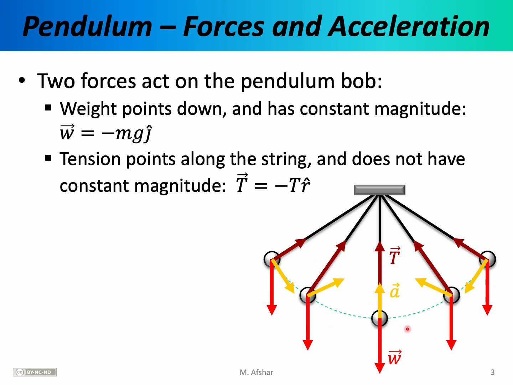As you can see, the acceleration vector points in different directions at different positions, and hopefully you remember from your mechanics course that when it comes to circular motion, it is better to use a radial tangential coordinate system as opposed to an XY coordinate system or a Cartesian coordinate system.